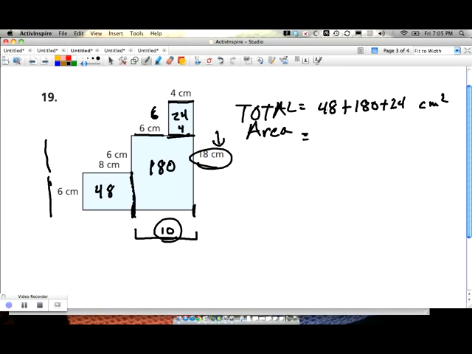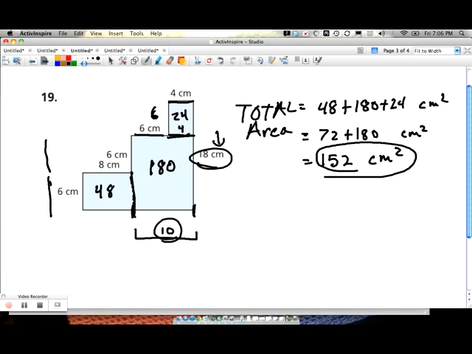48 and 24, if I put those two things together, I'm going to get 72 plus 180. Then I add those two together, and I'm going to get 152 centimeters squared. There's my area.